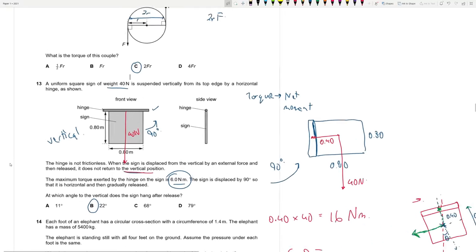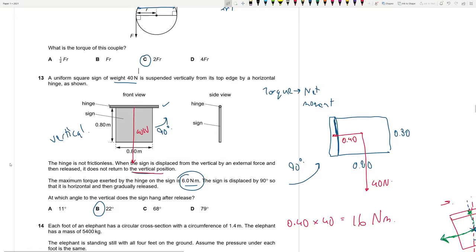So a uniform square sign of sides 0.8 meters is suspended vertically from its top edge by a horizontal hinge as shown. We are given a front view and a side view. The hinge is not frictionless. When the sign is displaced from the vertical by an external force and then released, it does not return to its vertical position. Okay, it stays there.